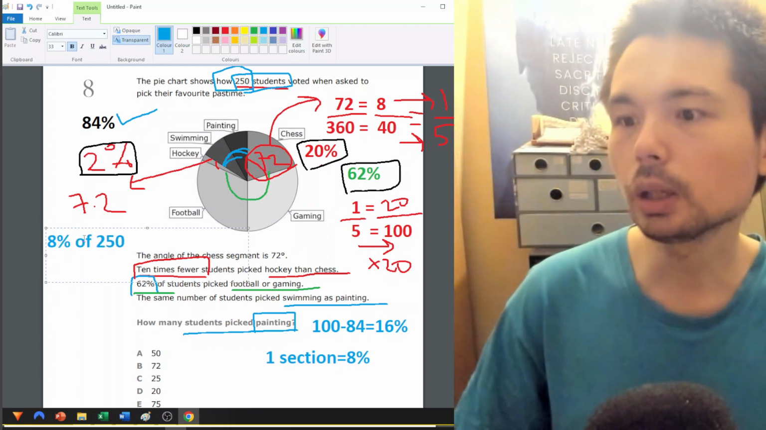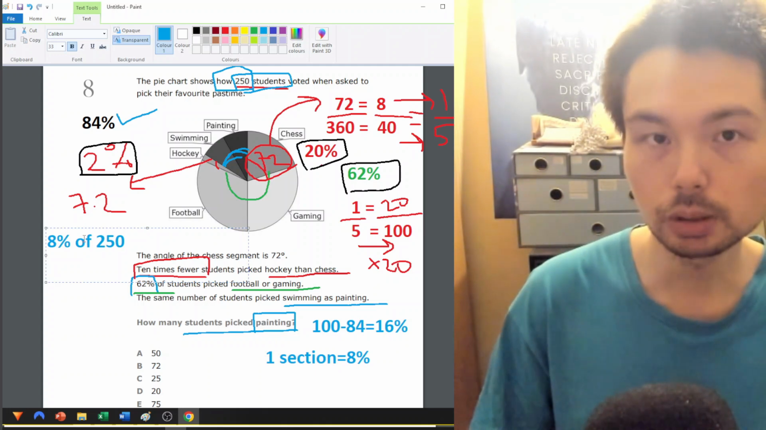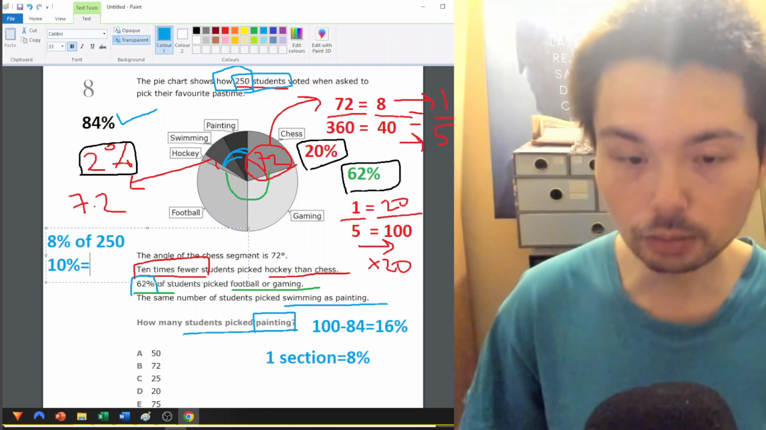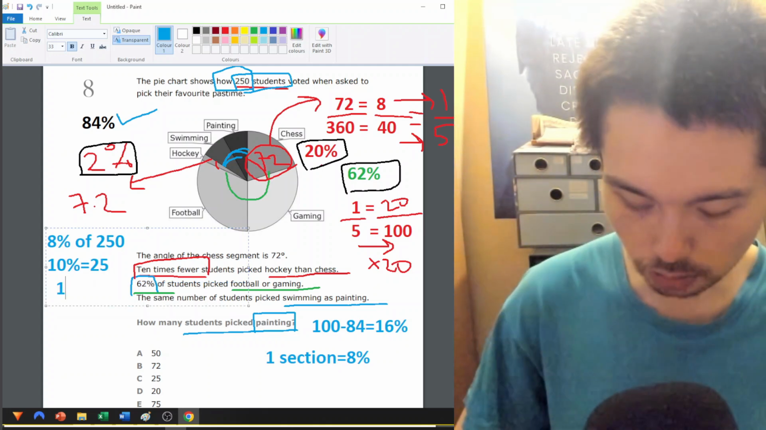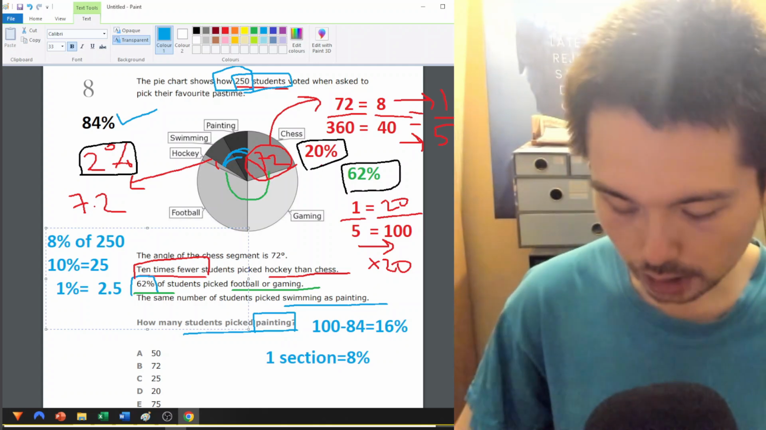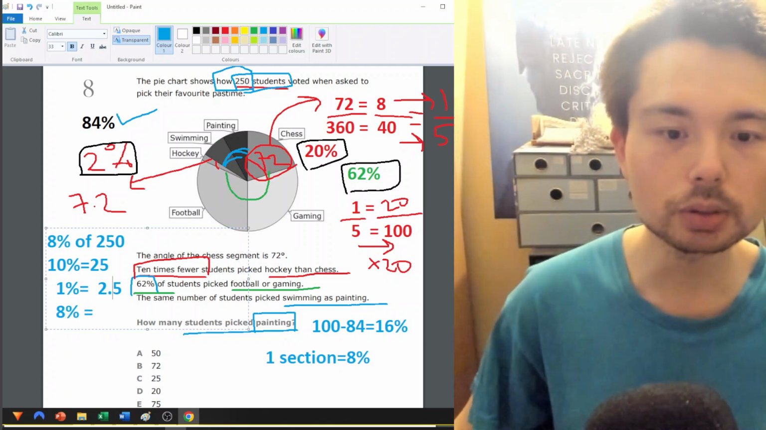Now, if you're one of my students, I've told you how we work out percent. If you're not sure what to do, you work out 10%. That will be 25. Okay, 1% is what? Well, you divide by 10 again, 2.5. Then 8%. How do you get that? You need to times by 8.